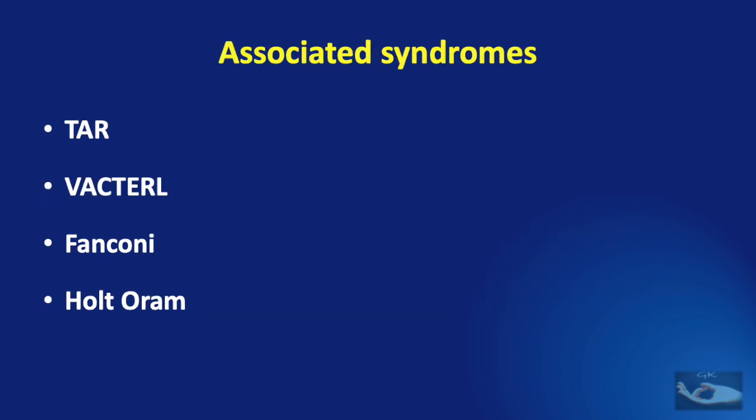It can be associated with many syndromes like the TAR syndrome, Baller-Gerold syndrome, Fanconi anemia or the Holt-Oram syndrome. You can click on the link above to see more about the features of these syndromes and the occurrence of thumb hypoplasia in these conditions.